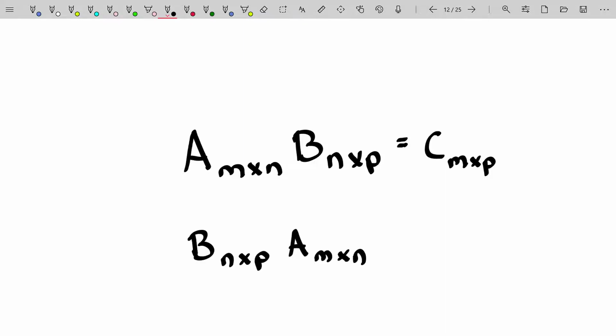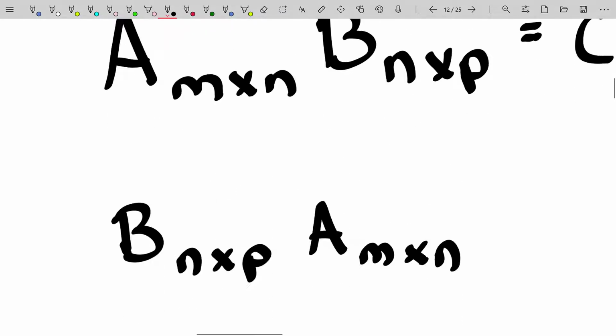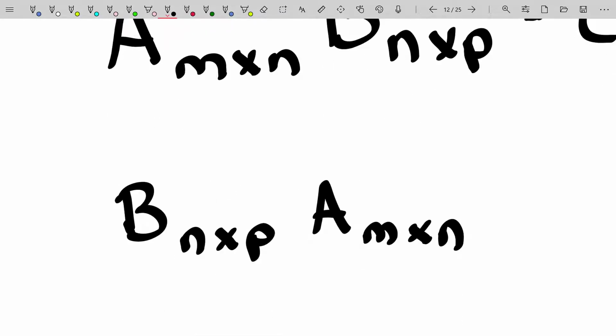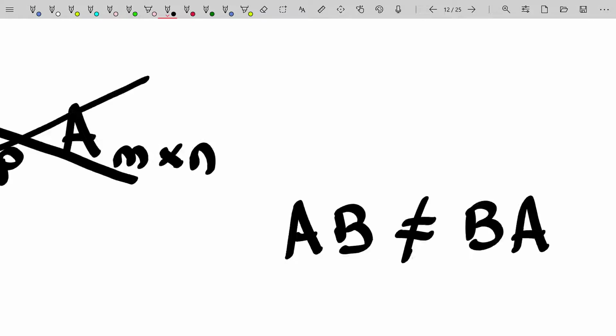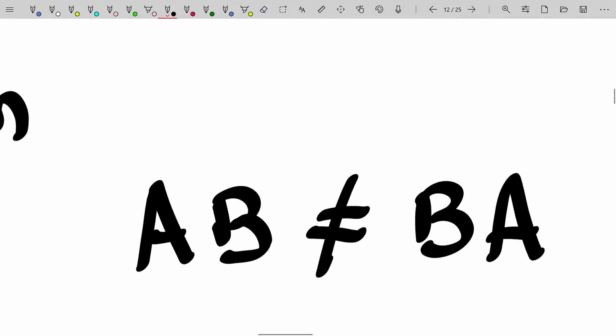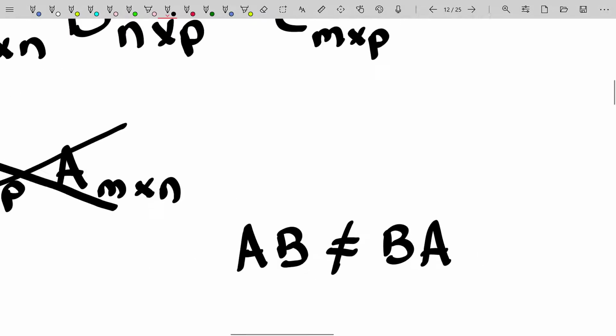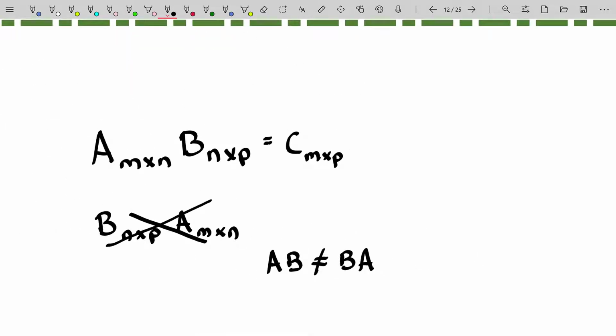That is, this product right here will not work if M and P are not the same values. So this is just a heads up. I'm just going to cross this out: in general, A times B is not going to be B times A. In fact, if one of those products is well defined, the other one might not even exist, might not be well defined.